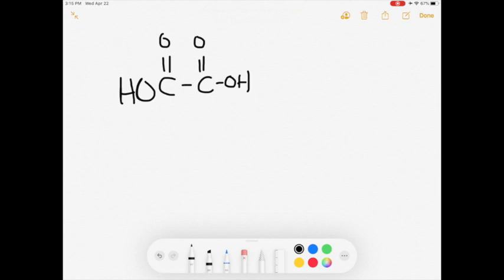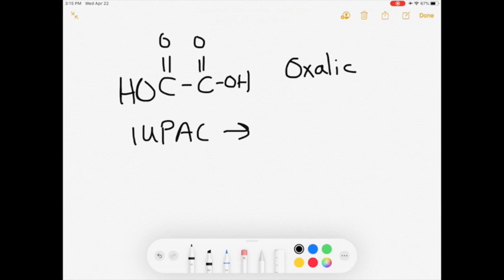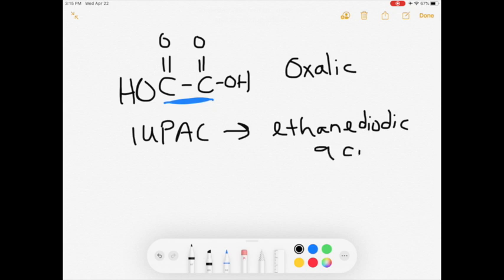And here, the common name is oxalic. Okay, so that's the common name. The IUPAC name is going to be, so we have two carbons, right? So we have ethane, but we're going to keep the ending and just add the DIOIC to it, and then acid. So we keep the E from the alkane and just add the DIOIC to it. But again, most of these are known by their common names.